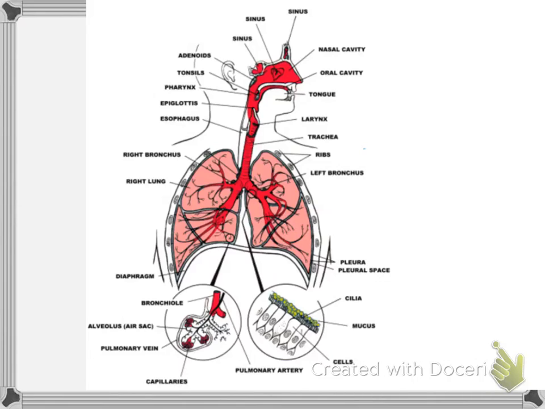The diaphragm is a sheet of muscle that contracts. Let me zoom in, make it a little easier to see. This is the diaphragm. It is a sheet of muscle that contracts to let us breathe in and relaxes to let us exhale. So maybe let's think about it.